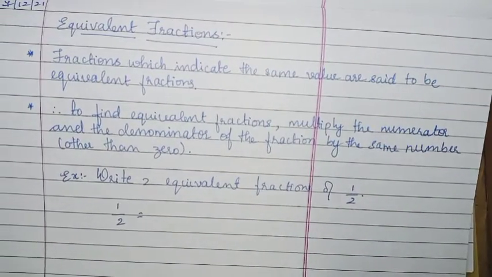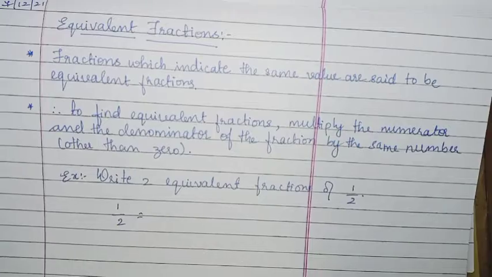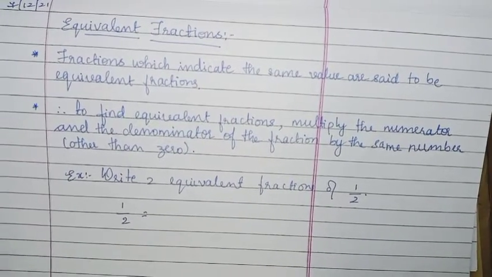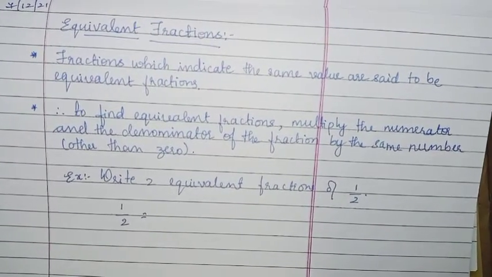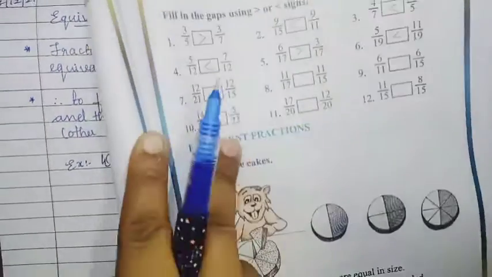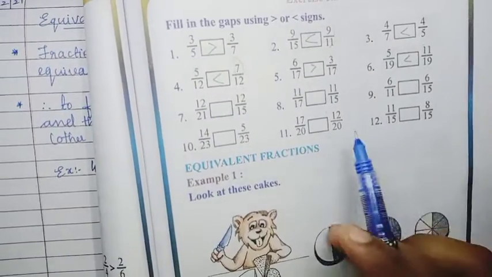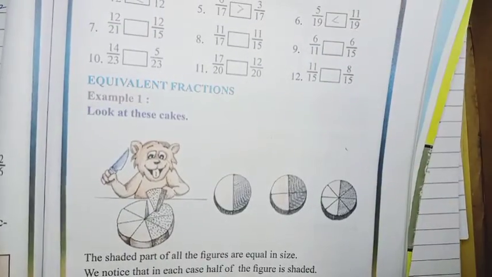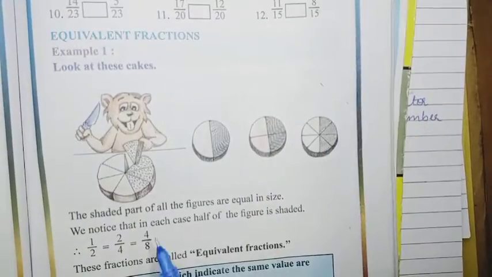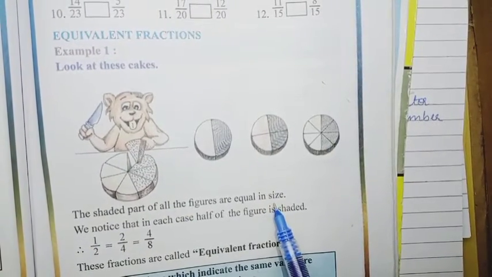Okay, see, for example, in your textbook they have given a picture example. Please open your textbook, page number 63. Okay, just a minute. So after exercise 5.2, I hope you have all completed this and written it in classwork also, children. See, in equivalent fractions, the shaded part of all figures are equal in size.